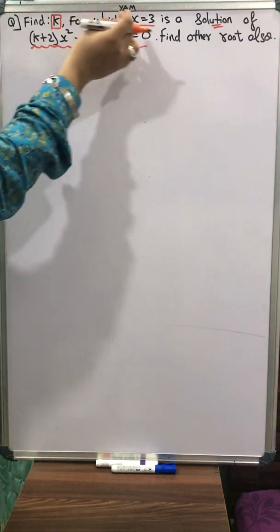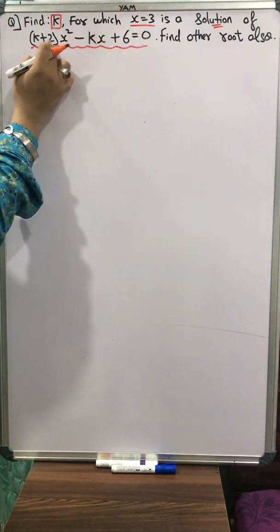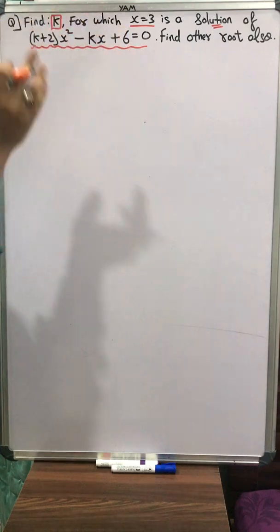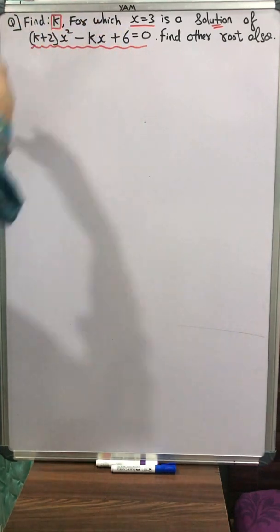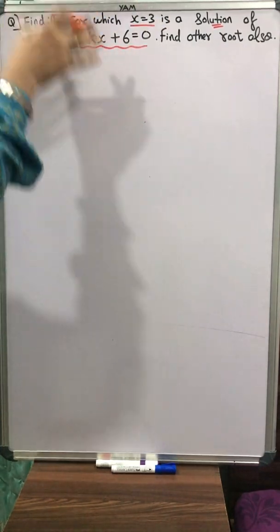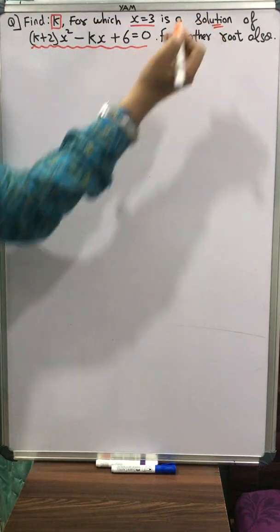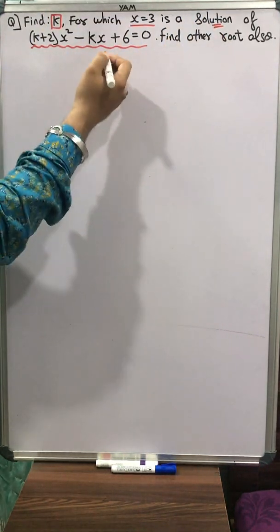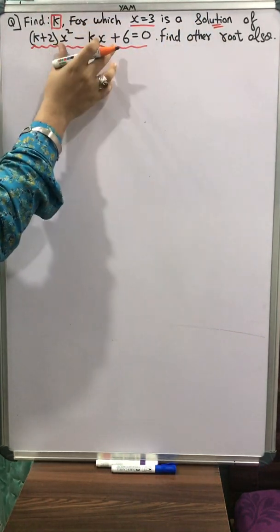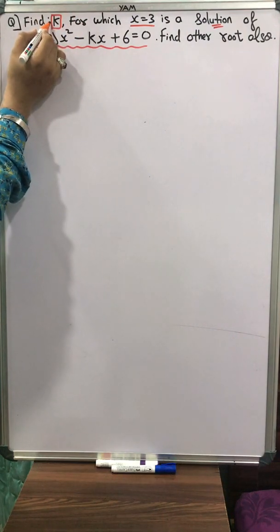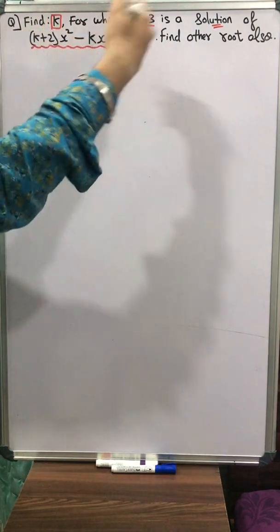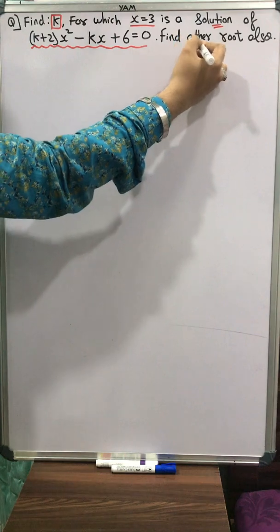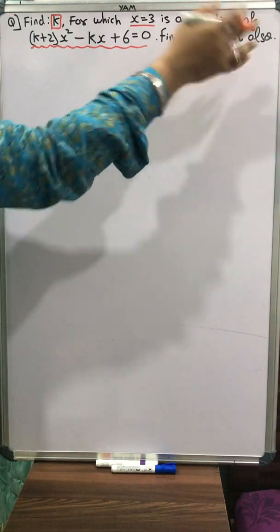Okay, that means when I substitute 3 at the place of x, wherever there is x, I'll substitute 3. The left hand side will be equal to the right hand side. I'll take it for granted because it's given to me that it's a solution. So first we need to find k, and second we need to find the other root also. We'll see to it afterwards.